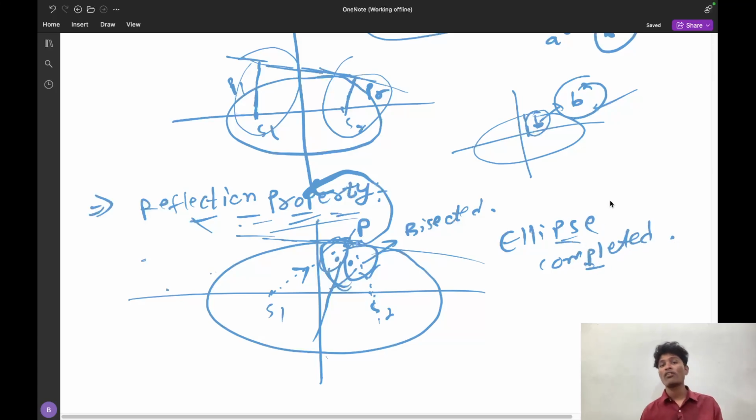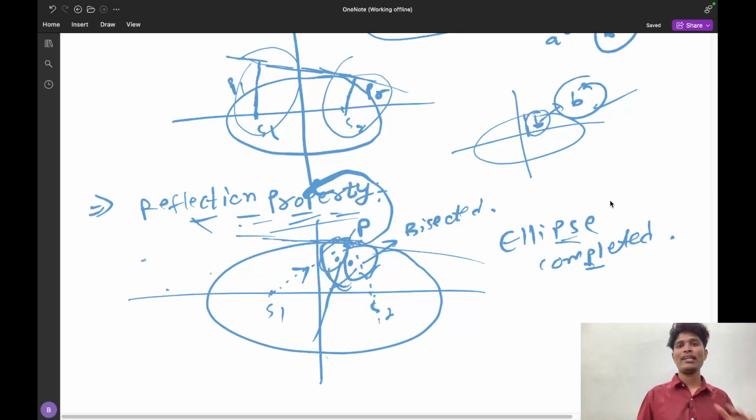Ellipse completed. What have you understood in the ellipse? I have discussed the ellipse. What is the ellipse equation? What are the main conditions? There are two ellipses: when a is greater than b, it is x square by a square plus y square by b square equal to 1, and when a is less than b, it is also x square by a square plus y square by b square equal to 1, but there is a change in the values of a and b.